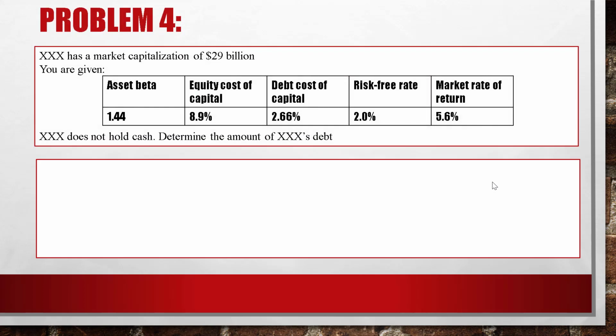Number 4. XXX has a market capitalization of 29 billion. This is equity value. You are given asset beta 1.44, equity cost of capital 8.9%, debt cost of capital 2.66%, risk-free rate 2%, market rate of return 5.6%. XXX does not hold cash. Determine the amount of XXX debt.